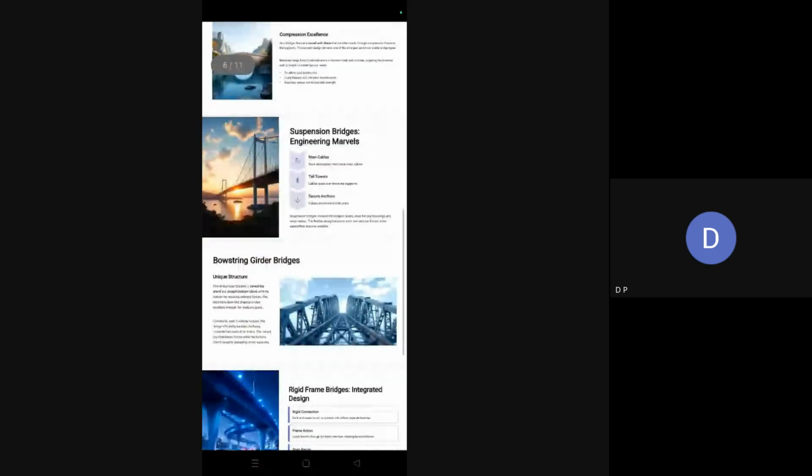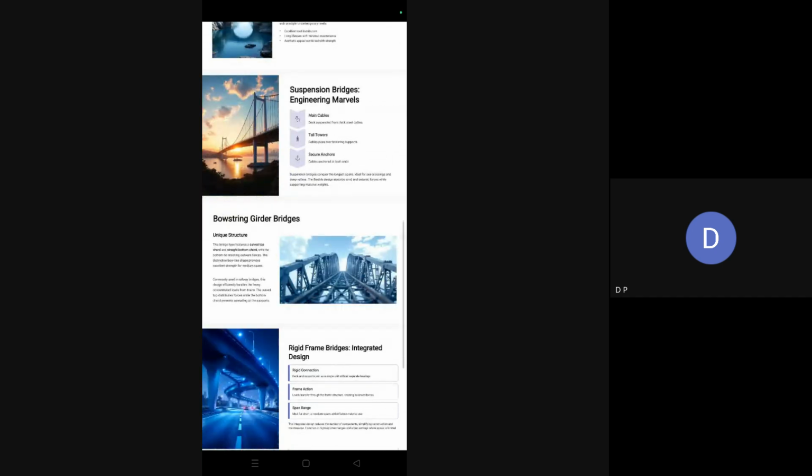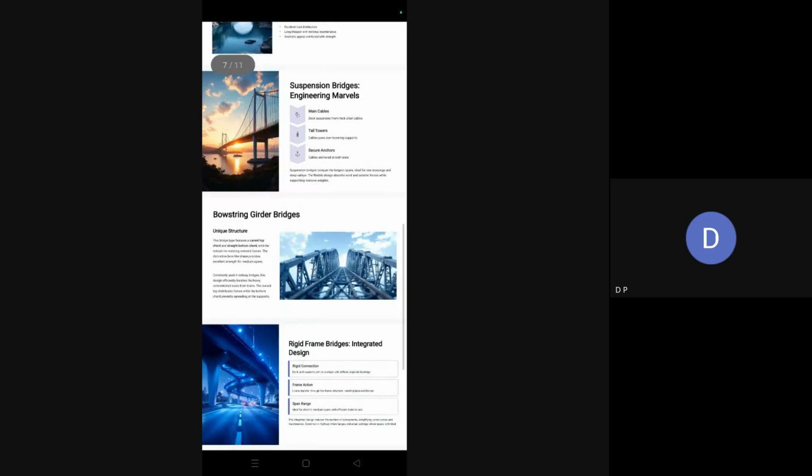Suspension bridges, engineering marvels. Main cables: the deck is suspended from thick steel cables. Tall towers: cables pass over towering supports. Secure anchors: cable anchors at both ends. Suspension bridges have the longest span, ideal for sea crossings and deep valleys. The flexible design absorbs wind and seismic forces while supporting massive weight.